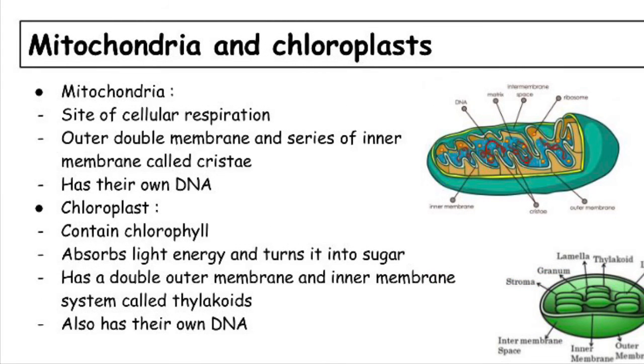The next couple of organelles are called the mitochondria and chloroplasts. Mitochondria is the site of cellular respiration, and it has an outer double membrane and series of inner membranes called cristae. It also has its own DNA. Chloroplasts contain chlorophyll, which absorbs light energy and turns it into sugar. It also has a double outer membrane and inner membrane system called thylakoids. Like mitochondria, it has its own DNA. Unlike most organelles, mitochondria and chloroplasts have a double membrane and their own DNA, which suggests that they were free living prokaryotes that support the endosymbiotic theory.